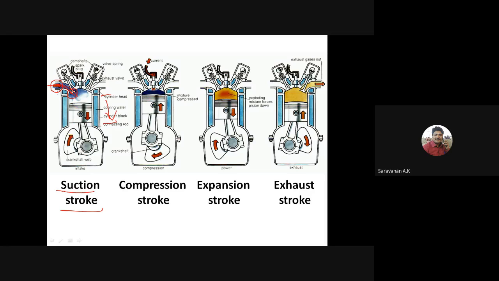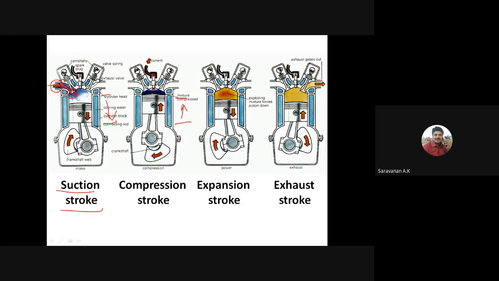Then after the suction stroke, the inlet valve as well as the exhaust valve are closed. Then the piston will move from BDC to TDC, in an upward direction. The cylinder will have the air fuel mixture, right? So the piston will move from BDC to TDC.